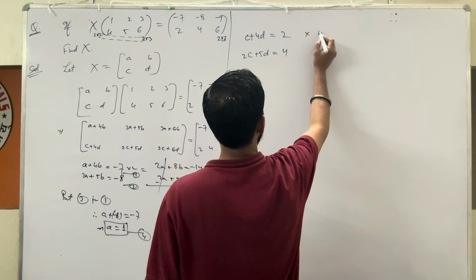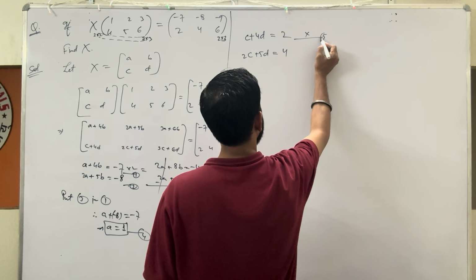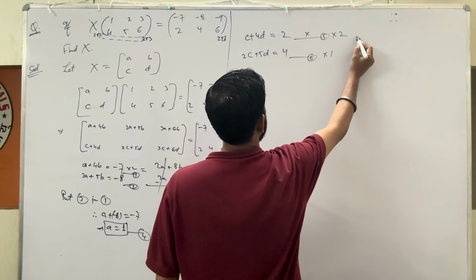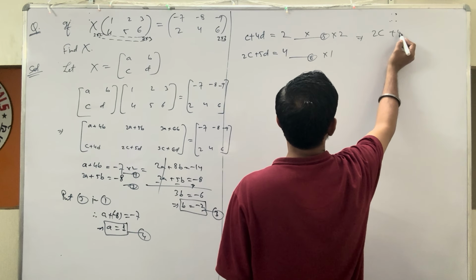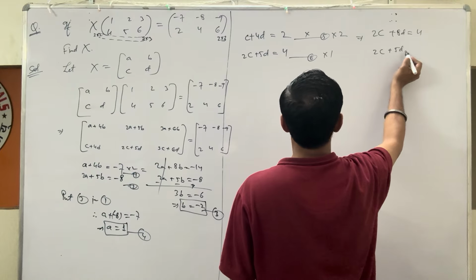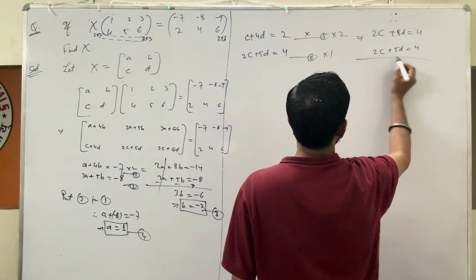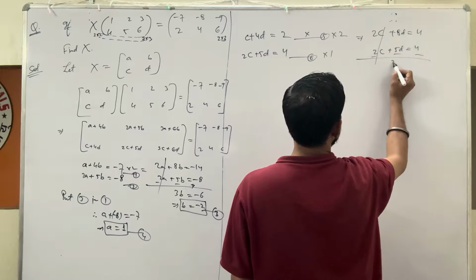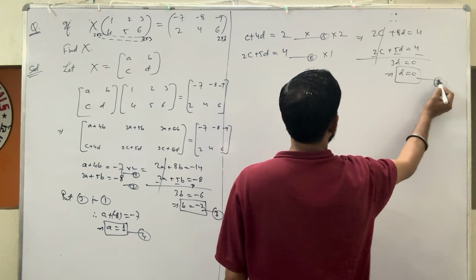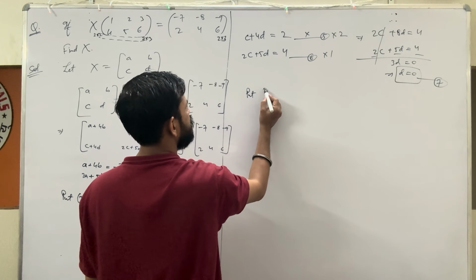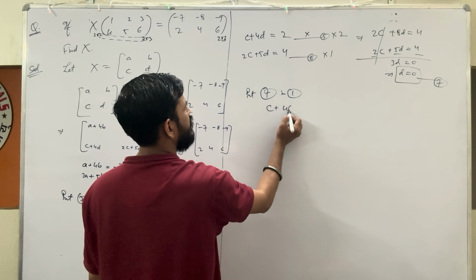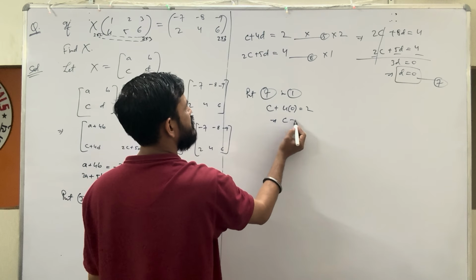Let it be equation 5, and this be 6. Multiplying by 2 and by 1, we get 2C plus 8D is equal to 4, and here 2C plus 5D is equal to 4. If you subtract, this gets cancelled. 3D is equal to 0, then D is equal to 0. Put it in equation 5. So we have C plus 4 into 0 is equal to 2. That means C is equal to 2.